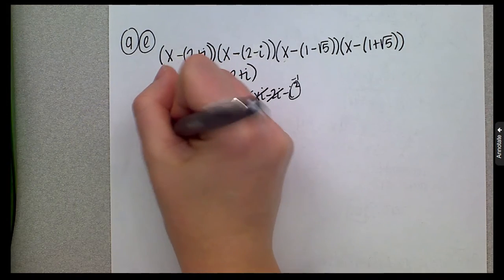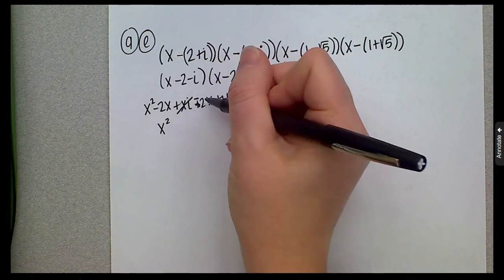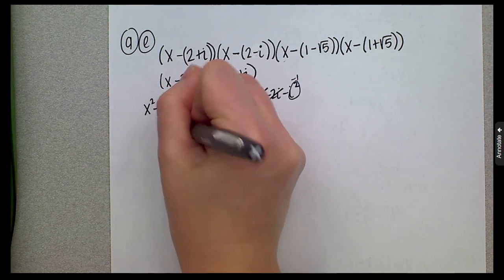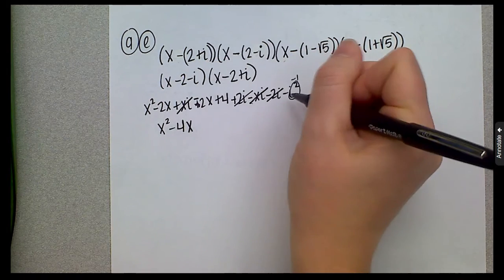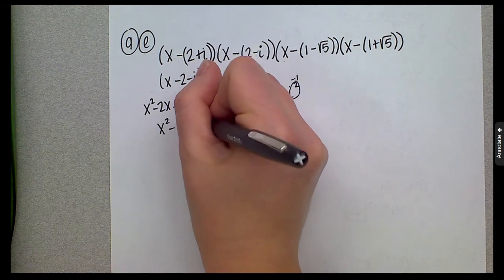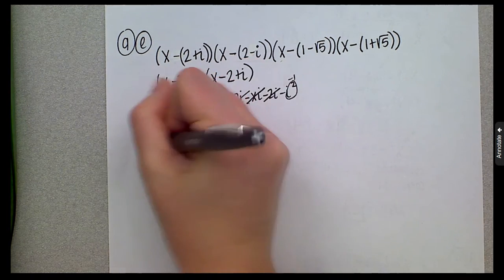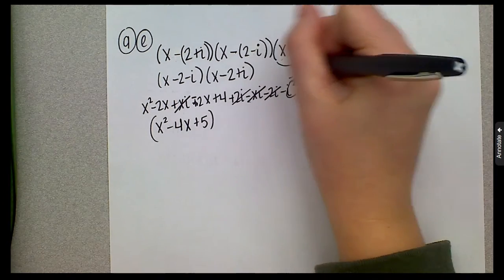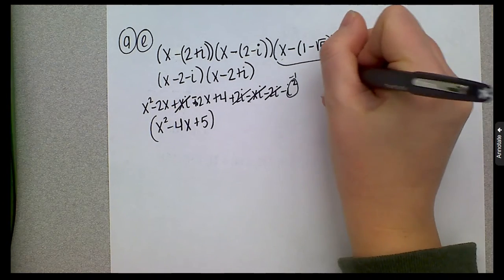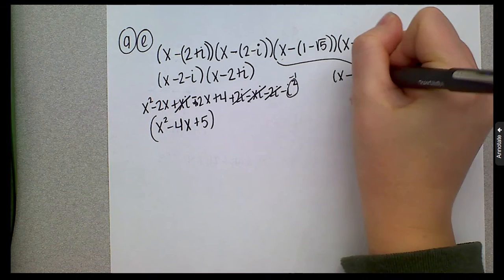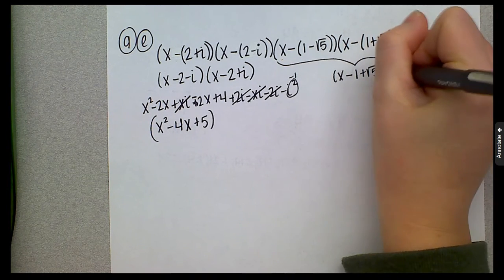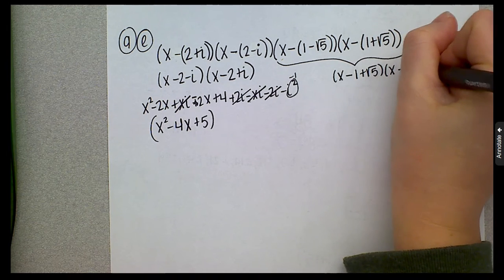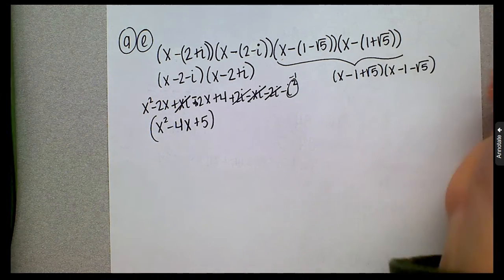So we end up with x squared minus 2x minus 2x is minus 4x, right? And then 4, and minus negative 1 is plus 1, so plus 5. All that work and still not done, but at least we're on a better path than before. Now let's do the same thing over here. We end up with x minus 1 plus root 5, x minus 1 minus root 5. Let's see what we get.